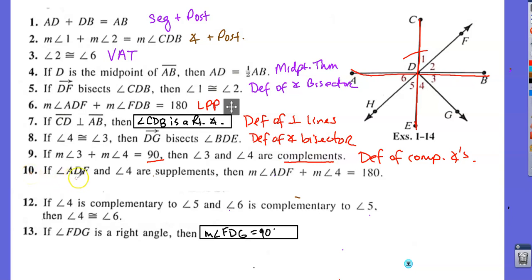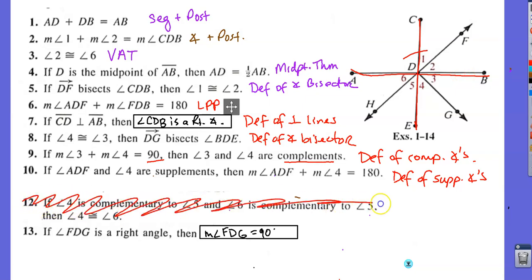So 10 says ADF and angle 4 are supplements, so therefore they add up to 180. It's a lot like 9, but it's definition of supplementary angles. Because it said, oh, I know they're supplementary, which means they have to add up to 180. It's different from linear pair. Linear pair says nothing about them being supplementary. It actually has in the figure, you can see that they add up to a straight line. That's why that works. Oh, I don't want to do 12, so we can get rid of 12.